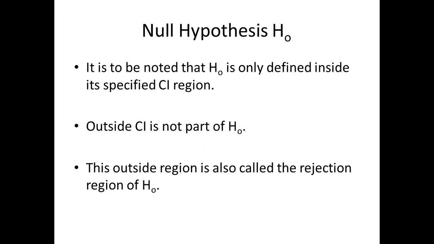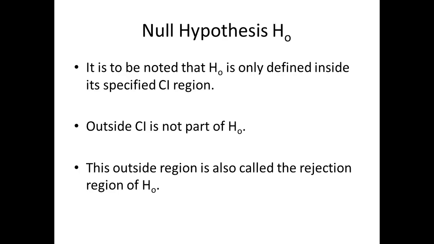So, firstly, about the null hypothesis. It is to be noted that the H naught or the null hypothesis is only defined inside its specified confidence interval region. In the questions, you would see that we would be given a null statement, or a supposed fact about the population, which is supposed to be true, and with some confidence interval. The understanding is that that fact is considered to be true only within that confidence interval, and outside it is not considered to be true.